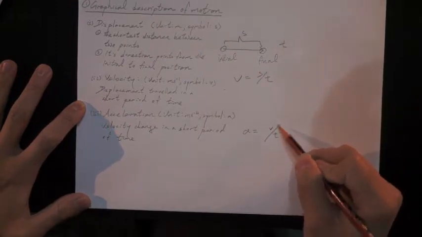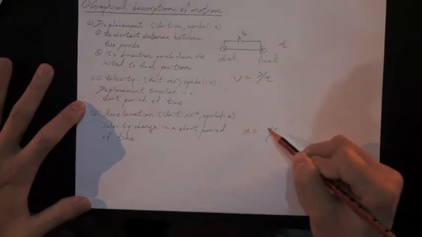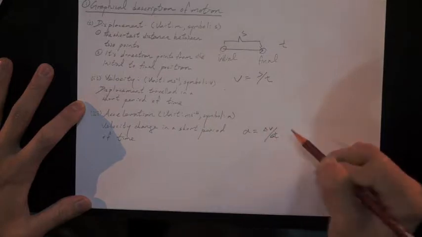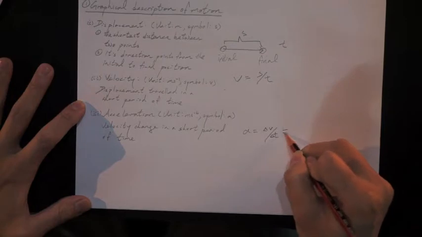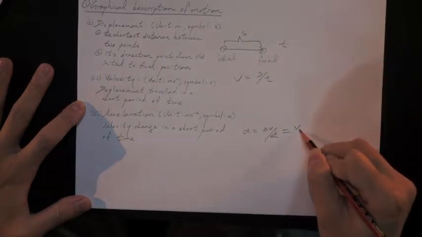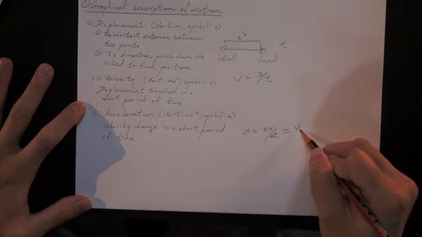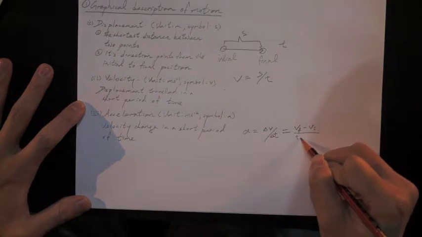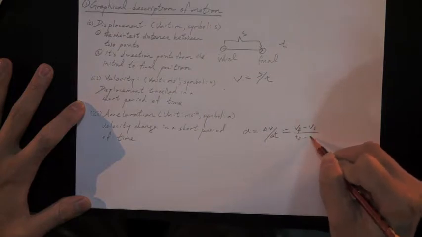For describing the change of velocity or change in time, we have to add a delta before the symbol. That means it is the final one minus the initial one, and final time minus initial time.